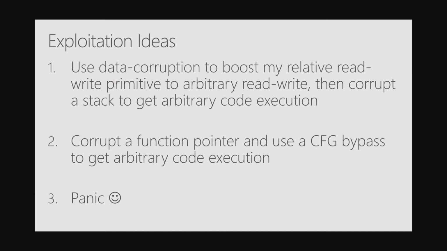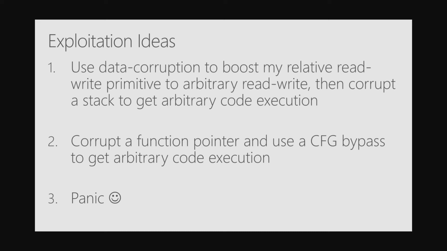So with this, I had a couple of ideas for how I could go about exploiting the bug. The first thing I really wanted to do was find some interesting piece of data that I could corrupt so that I could boost my relative read-write primitive to arbitrary read-write. My thought there was, if I can get an arbitrary read-write primitive, then maybe I can leak the address of a stack, and I could just corrupt the stack again and completely ignore control flow guard.